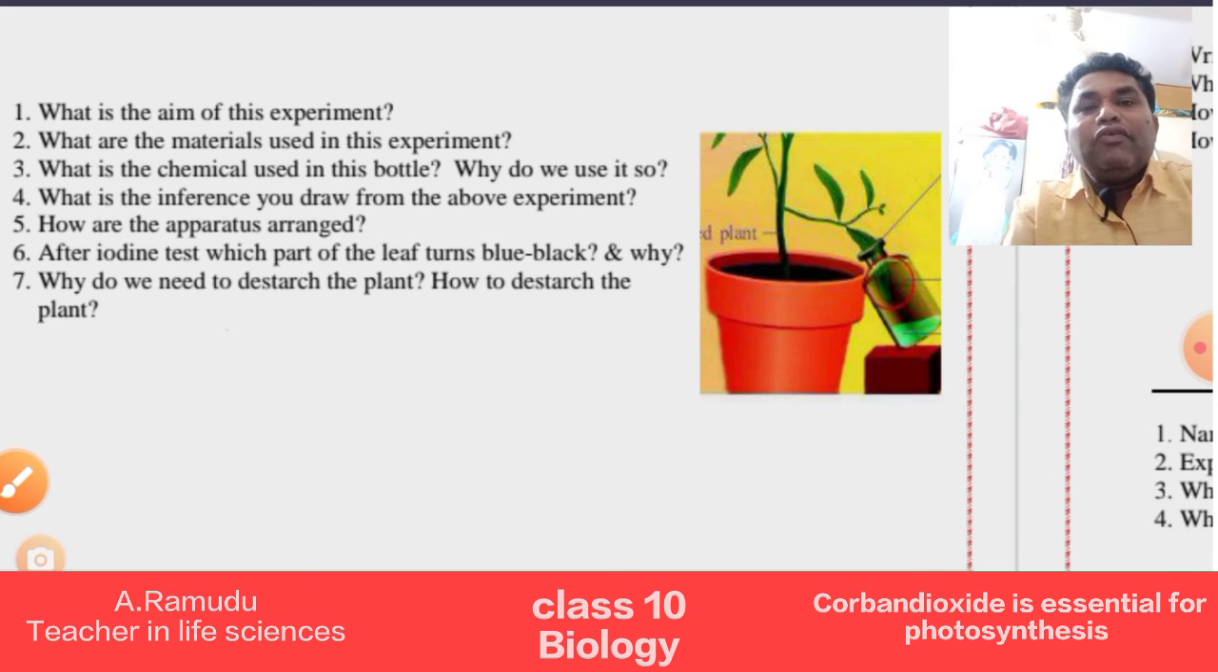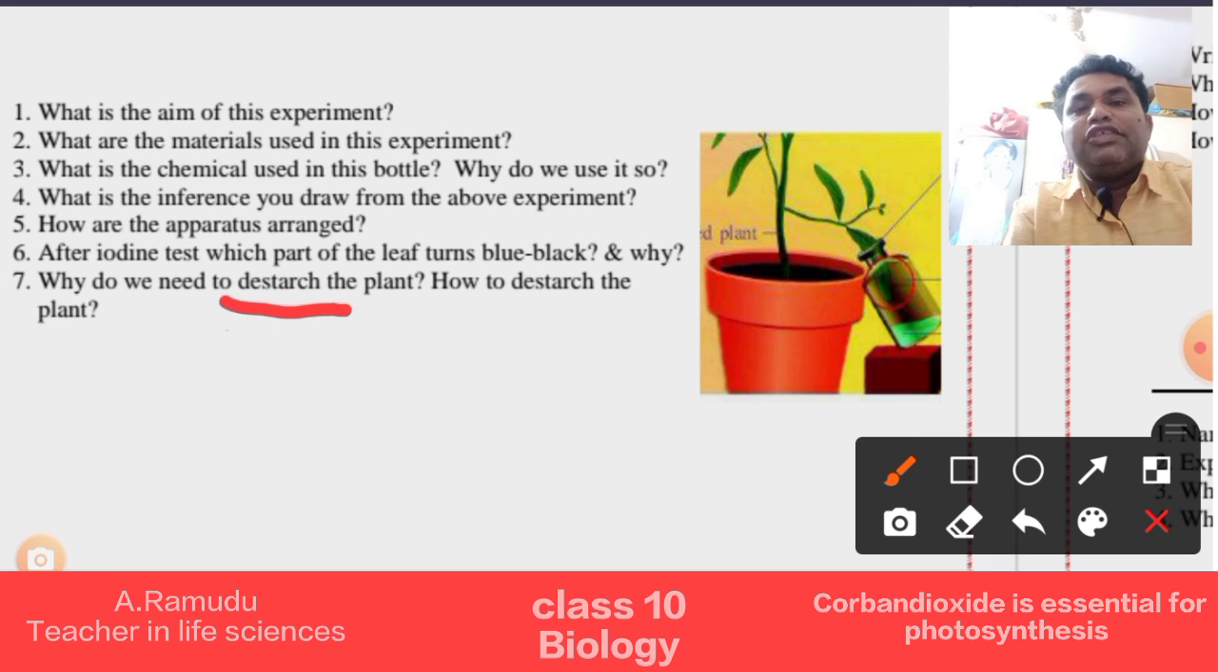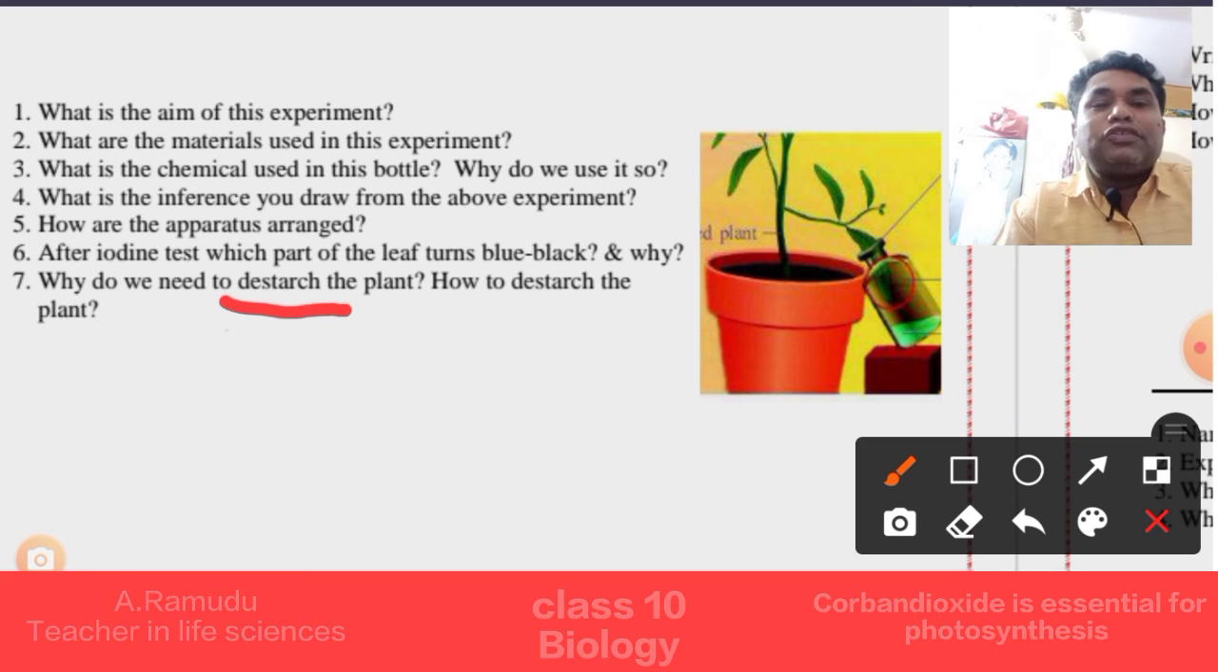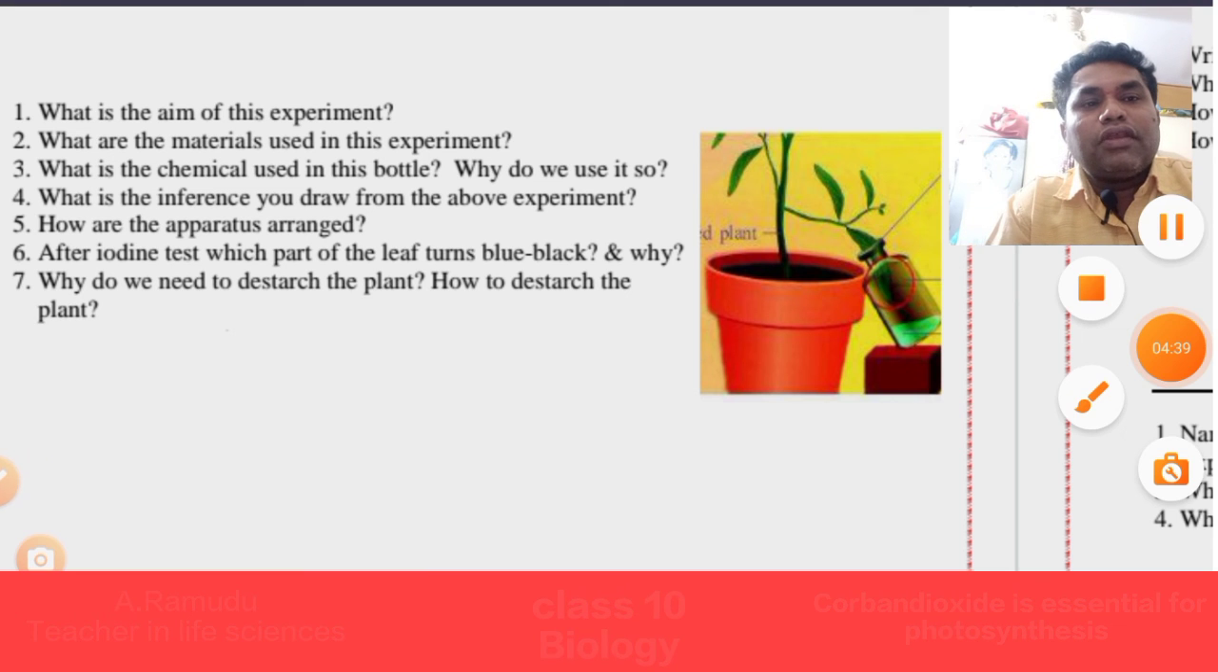And why do we need to destarch the plant? This point you have to keep in your mind. Destarch means removal of starch before conducting the experiment. Whenever you conduct the starch test or any test to prove starch, you have to keep the plant in the dark for 3 to 4 days to make sure that the starch in the leaves is removed. This is the most important examination-level activity-based question. You have to follow it.